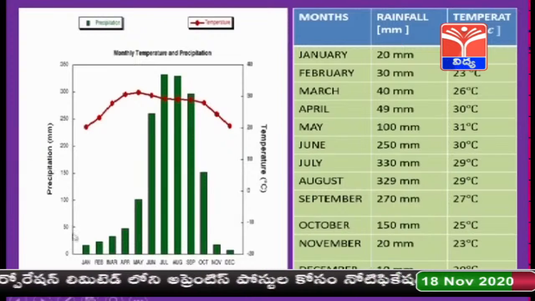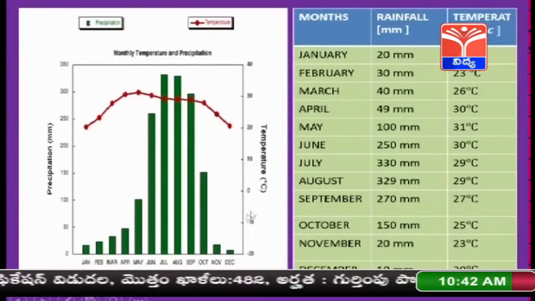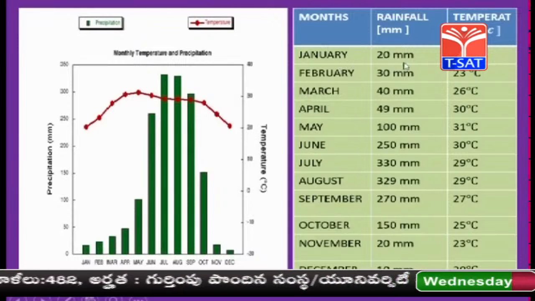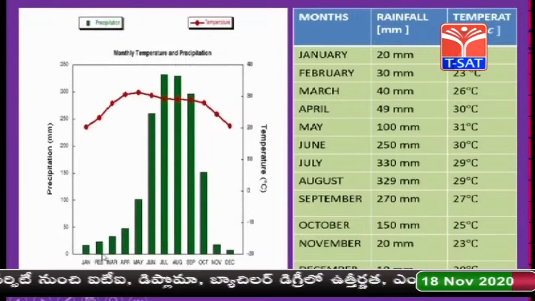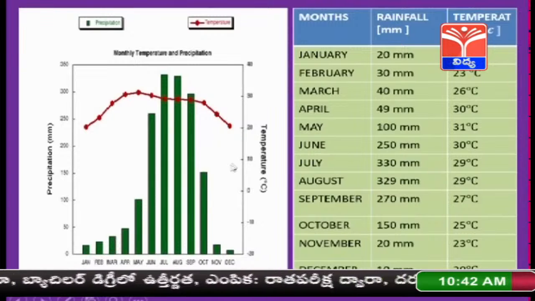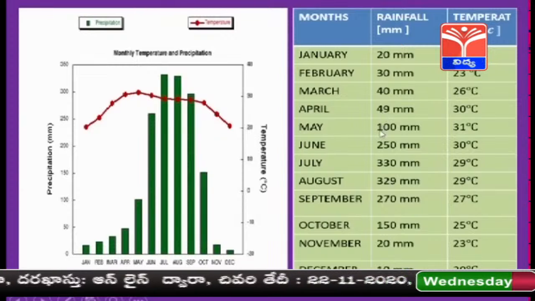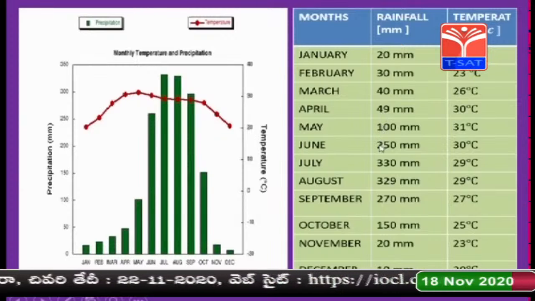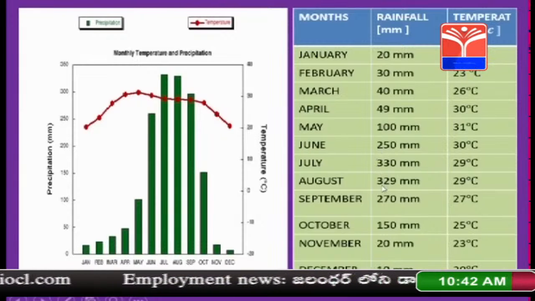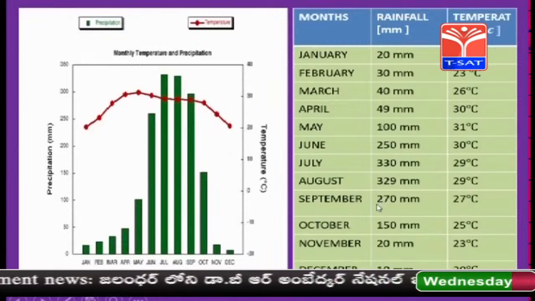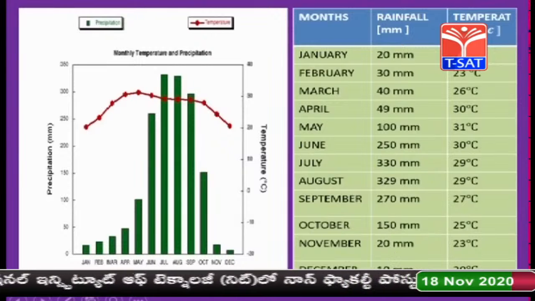So, first let us draw the precipitation or rainfall on the graph. January it is 20 millimeters. So, plot it on Jan, then February it is 30 millimeters, March 40 millimeters, April 49, May 100, June 250, July 330, August 329, September 270, October 150, November 20 and December 10.